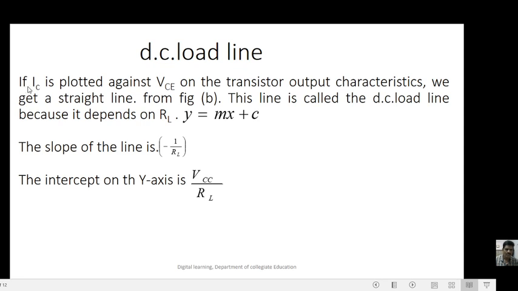Again, if IC is plotted against VCE on the transistor output characteristics, we get a straight line, from figure B. So this line is called the DC load line because it depends on RL. Y is equal to mx plus c. The slope of the line is minus 1 by RL. The intercept on the y axis is VCC by RL.